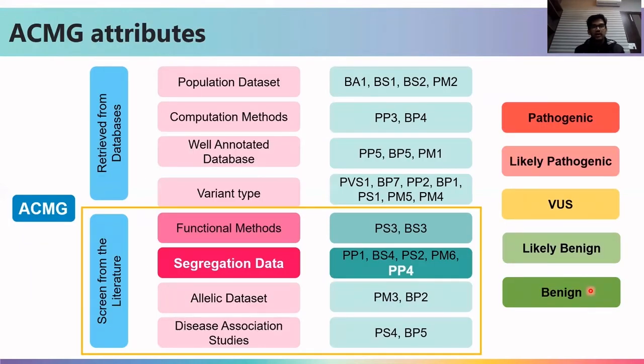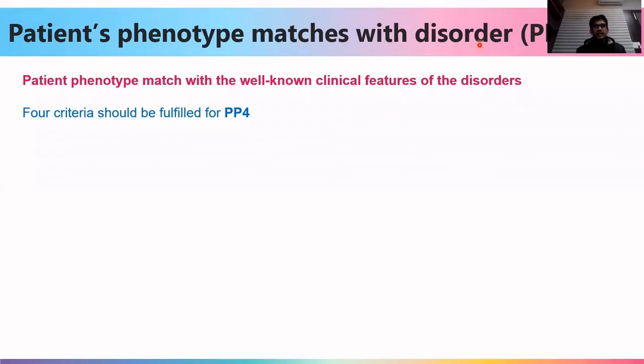Next, we'll go through another attribute, that is PP4, for the segregation data set. The next attribute for the segregation data set is PP4, and in this data set, if the patient's phenotype matches the distinct clinical features of the disorder, then you will mark it with PP4.